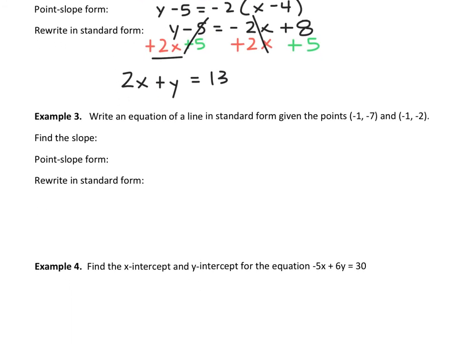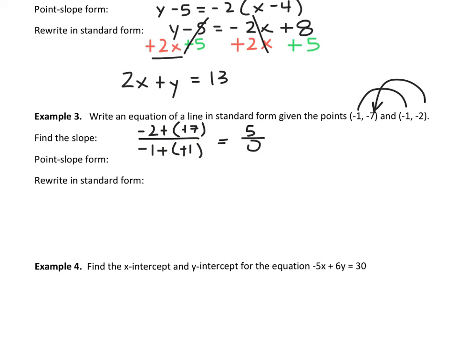Okay, same type of thing. Write an equation of a line in standard form given these 2 points. I'm going to find my slope first. It's negative 2 minus negative 7 over negative 1 minus negative 1. Negative 2 minus negative 7 is 5, and the denominator is 0. If you have a 0 underneath, remember that means the slope is undefined.